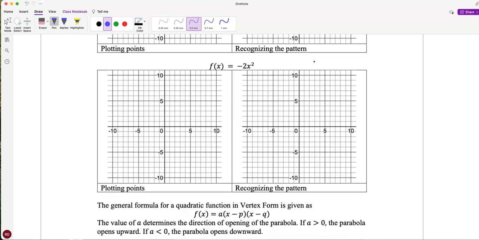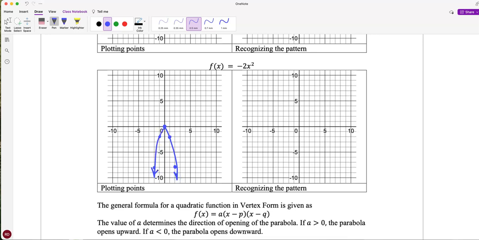Looking at this one, negative 2x squared. So if I plot points, plugging in a 0, you get a 0. Plug in a 1, you get negative 2. Plug in a 2, you get negative 2 times 4, you get negative 8. Plug in a negative 1, you're going to get negative 2, and likewise here.